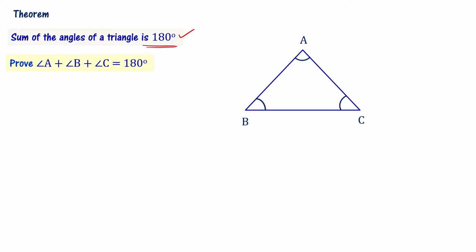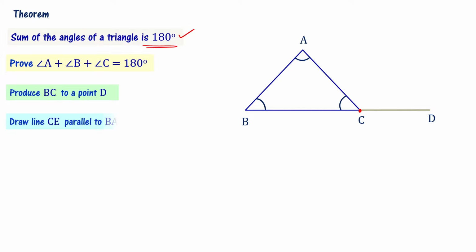Then prove చేయడం కోసం first step ఏం చేద్దామంటే let us extend line BC. Produce line BC to a point D. Okay, now look at this point. C is the point, right? From this C, I want to draw a line parallel to AB. I'm drawing a line CE that is parallel to BA or AB. It means these two lines are parallel lines.